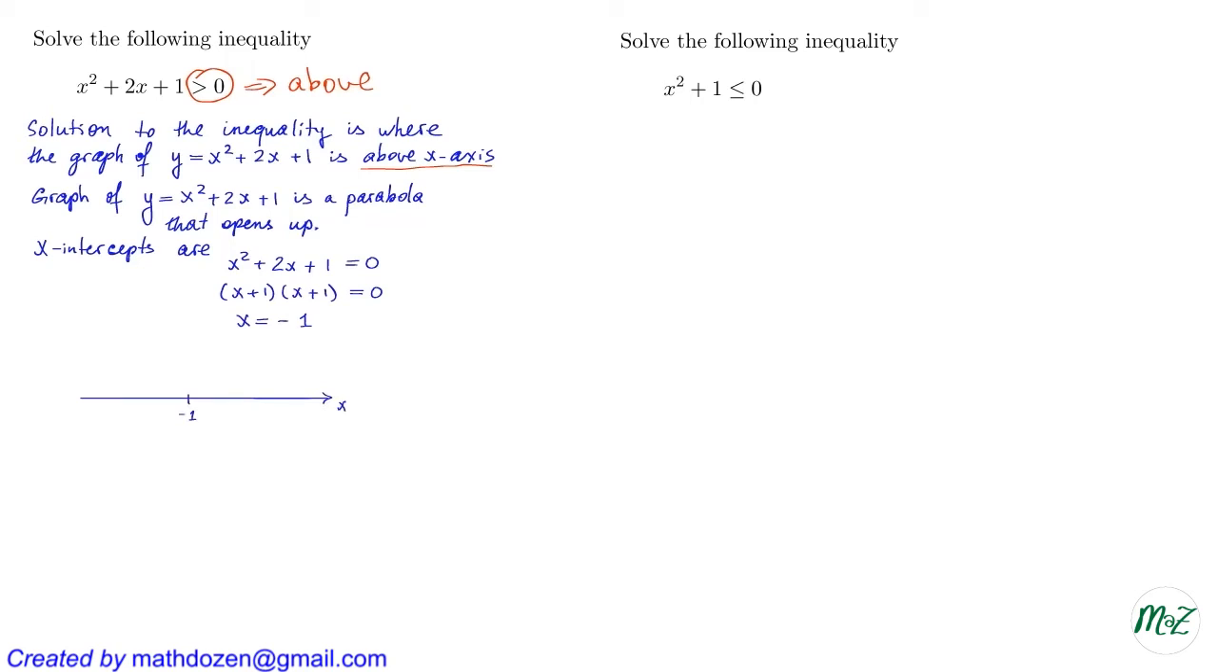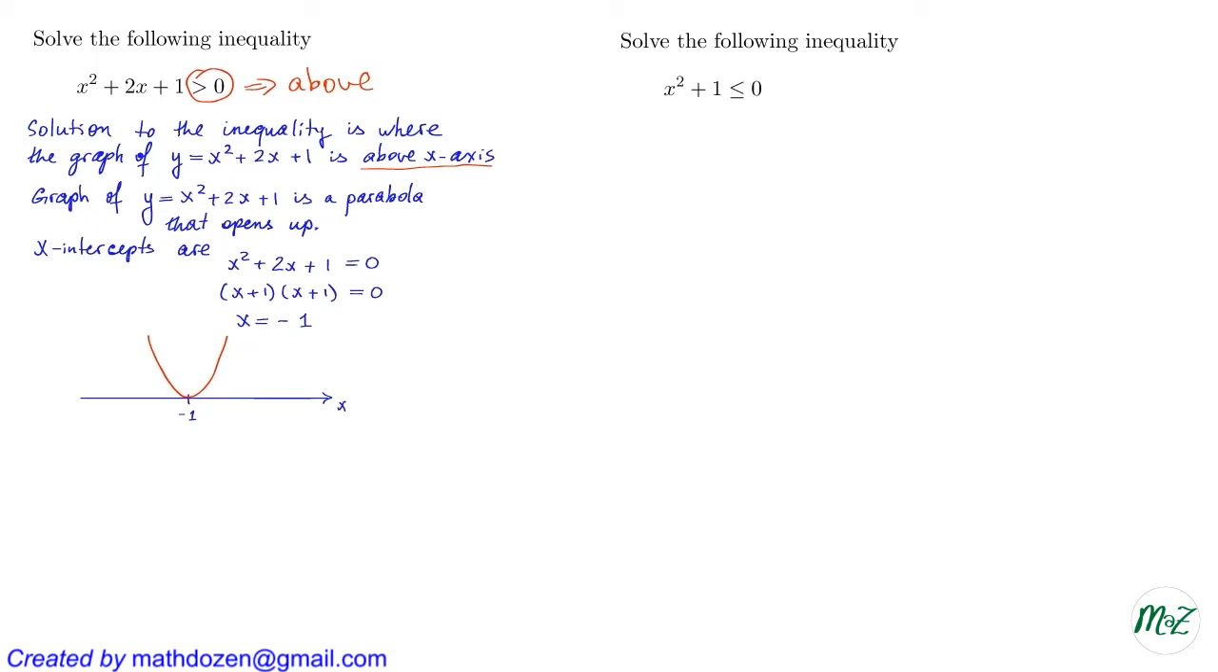And the parabola is opening up. So the only way for a parabola opening up to have a single x-intercept is when it sits exactly on top of the x-axis. So that's what I was trying to draw here. It's a parabola that sits on top of the x-axis.